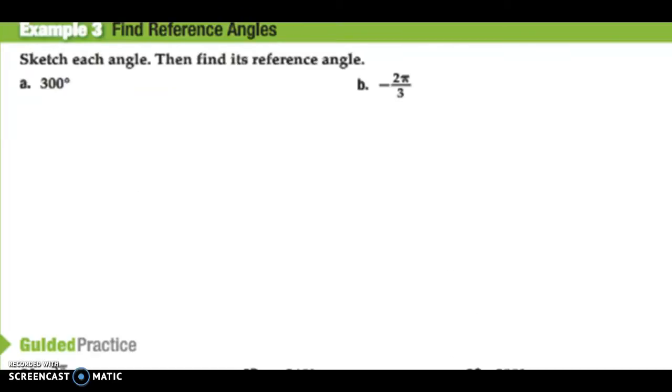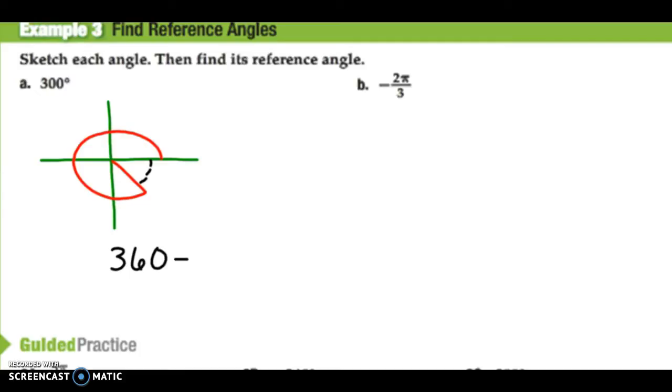So example 3 says to sketch the angle, and then find its reference angle. So if I look at letter A, 300 degrees, right? Well, if I go around, this is 90, this is 180, this is 270, so 300 is going to be about right there, okay? So that's a 300 angle. So our reference angle actually is going to be this one right here, from the 0 point. So the way that we find that is we would take 360 minus my angle, which in this case would be 300. So 360 minus 300, my reference angle is 60 degrees.